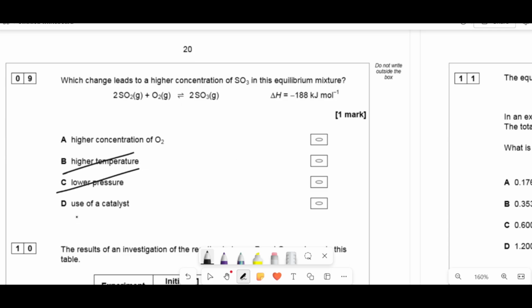And immediately as well, catalysts will accelerate both the forward and reverse equations, so it does not change the equilibrium amount. So that's D gone. So it has to be A. And if you look at that as well, you can use concentrations in gaseous equilibria. If you increase O2, the equilibrium will shift to decrease it by moving to the right. So that's got to be A.